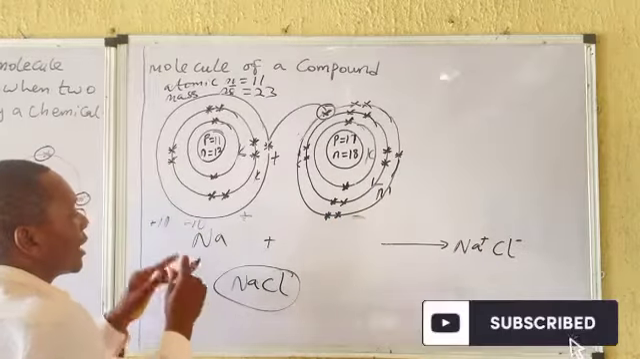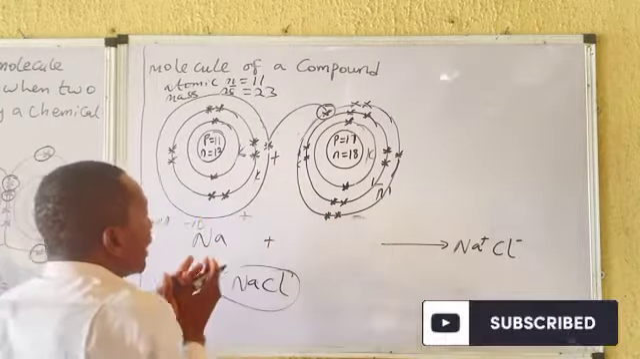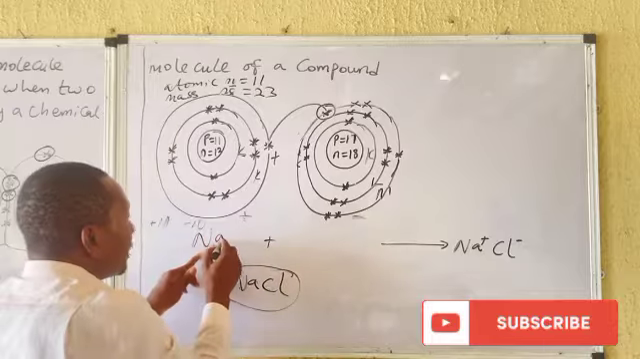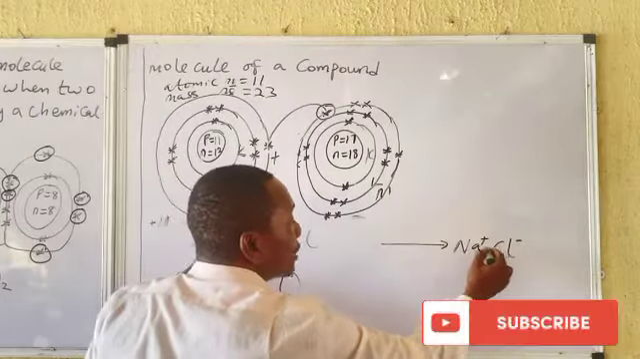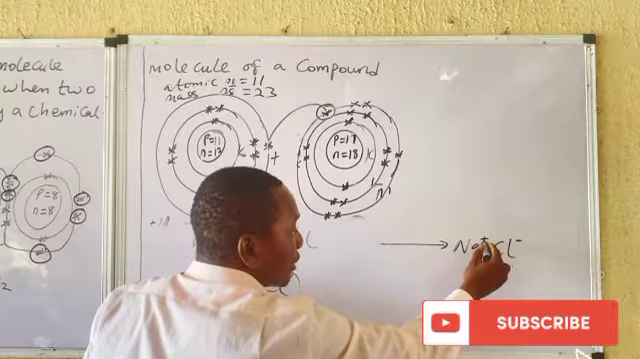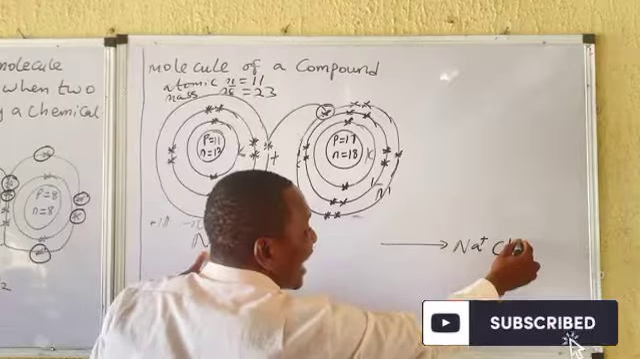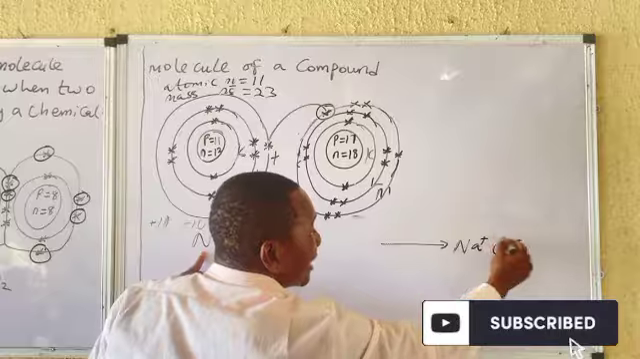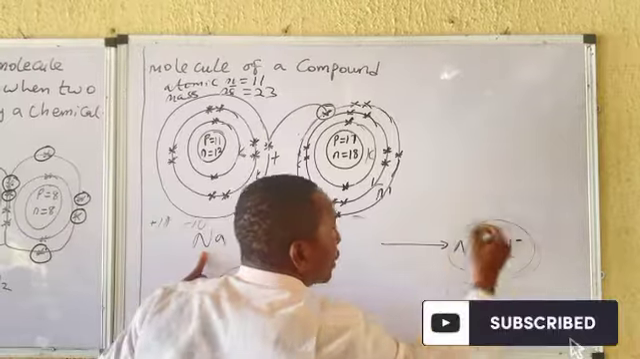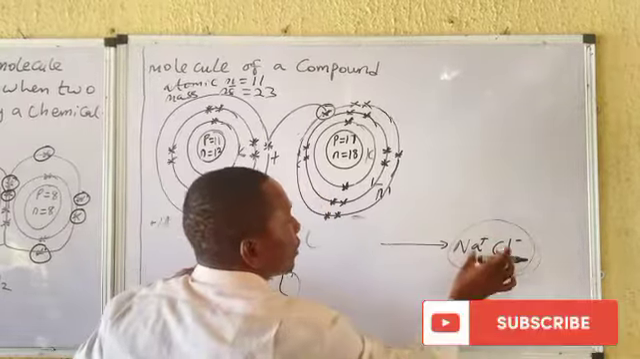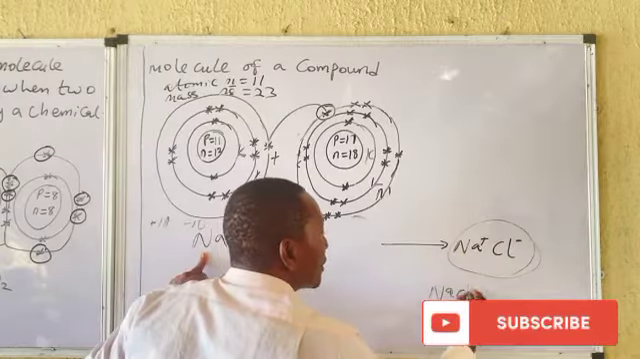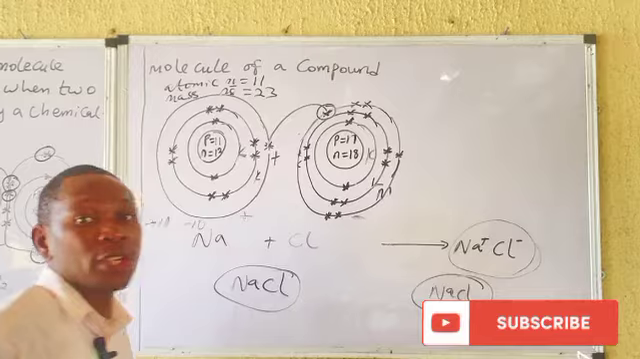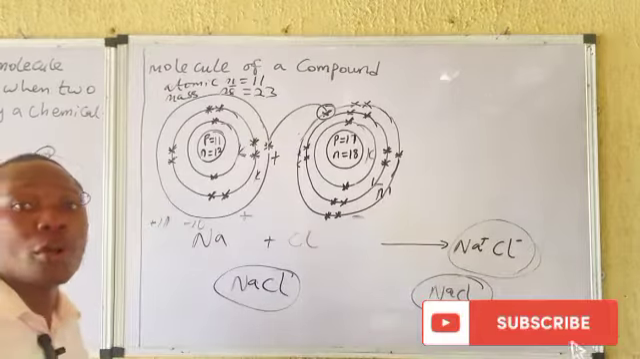These 2 elements, Na plus Cl, combine to form NaCl. Now the Na is positive, while the Cl is negative. The attraction between this positive and this negative charge is what actually keeps this molecule or this compound together. So we now have Na plus Cl minus. This kind of bond is called ionic bonding or electrovalent bond.